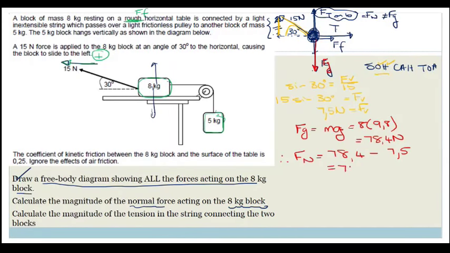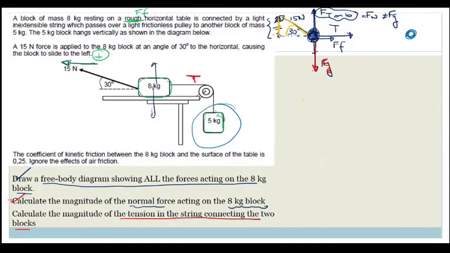So this dude here, let's draw his free body diagram and do it over here. There are only two forces acting on it, which is quite nice. There's the force down, which is the force of gravity on the 5 kilograms. And there's the force up, which is the tension. Okay, so that's nice and easy.